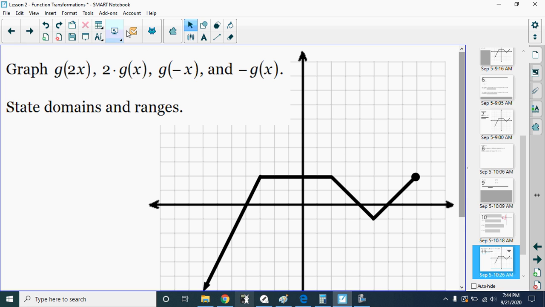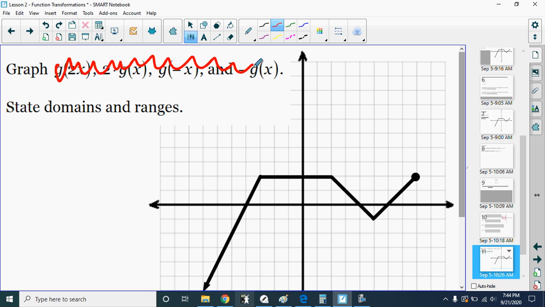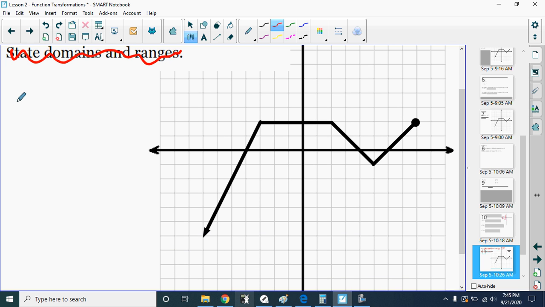All right, so we're not going to do all these, but I want to take a look at a couple things. Let's start with this graph of g of x. And let's suppose we are asked to graph g of x plus 3 minus 4.